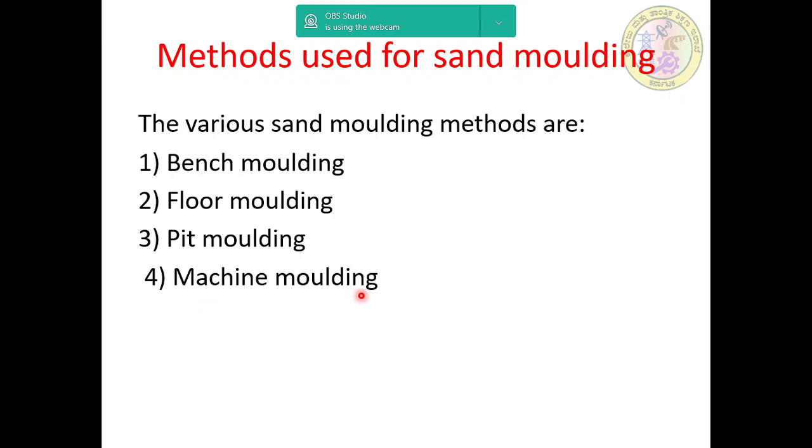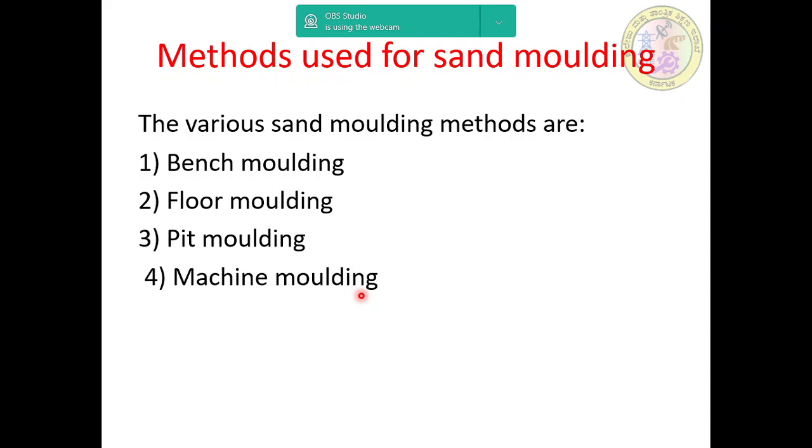Here in bench, floor and pit molding, all the operations, ramming, withdrawing the pattern, rolling the flask, etc., are done manually by mold makers. But when a large number of castings are to be produced, manual operations consume more time, and also accuracy and uniformity of the molding vary. To overcome this difficulty, machine molding is used.